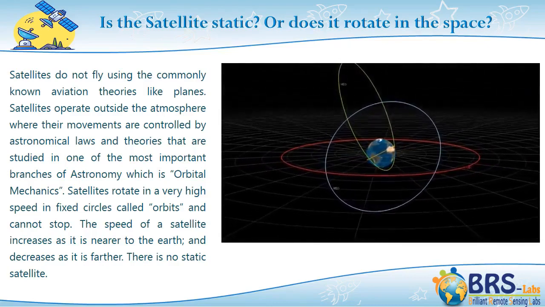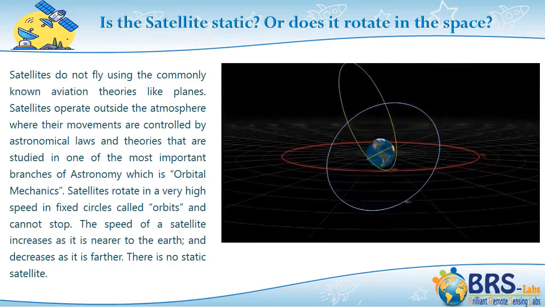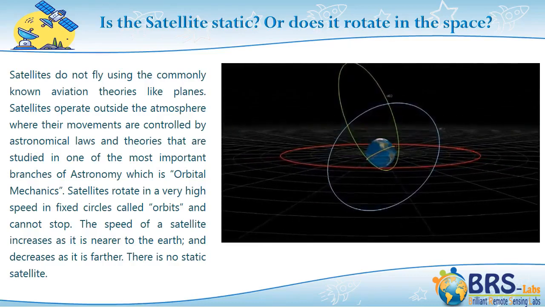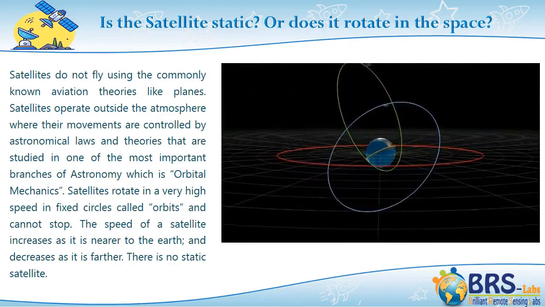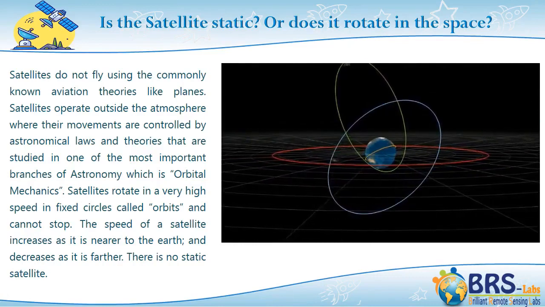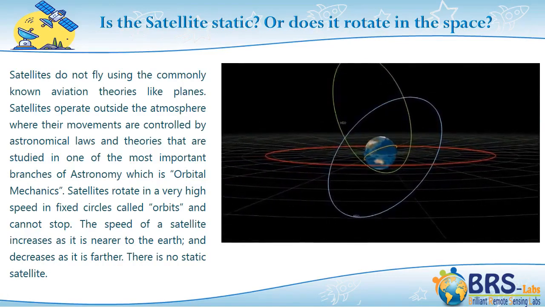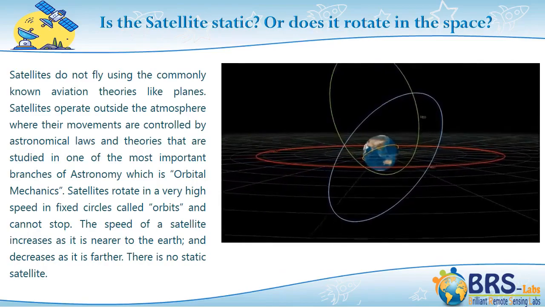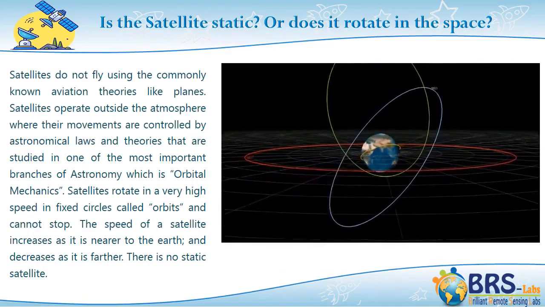Satellites rotate in a very high speed in fixed circles called orbits, and cannot stop. The speed of a satellite increases as it is nearer to Earth, and decreases as it is farther. There is no static satellite.